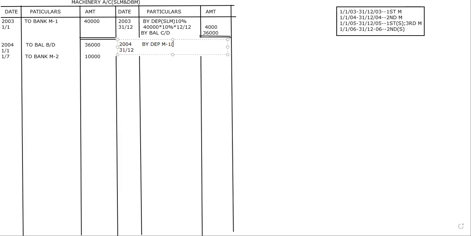So from second year, what is the method we are going to follow? DBM method. But what is the percentage? The percentage is also changing to 15%. So now here the first machine written down value. Diminishing balance method means original value is important or reduced balance is important? Reduced. So first asset reduced value was 36,000 into 15% we are going to do.